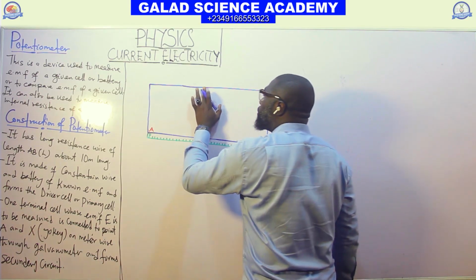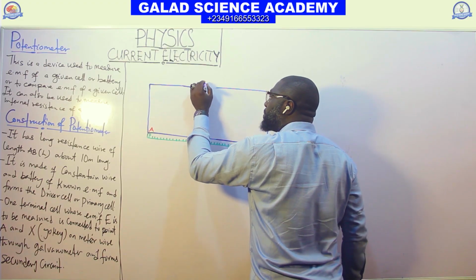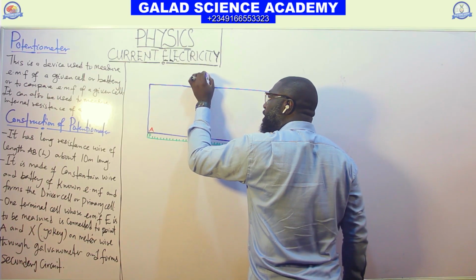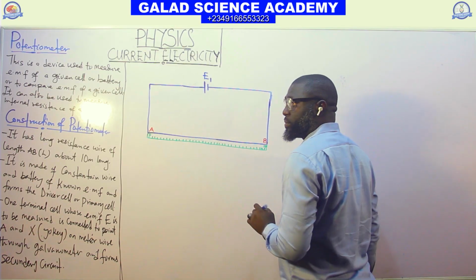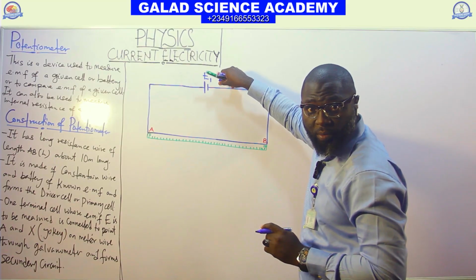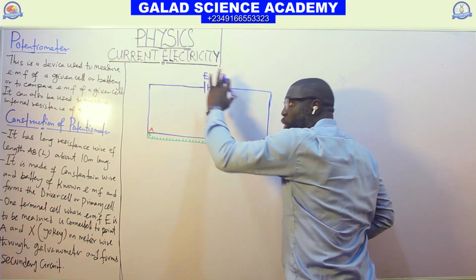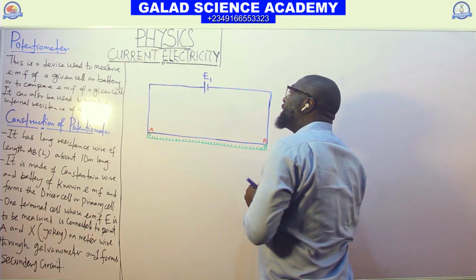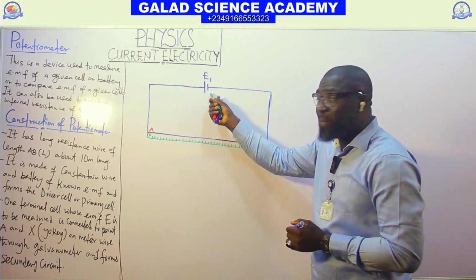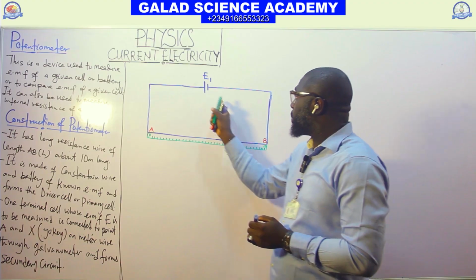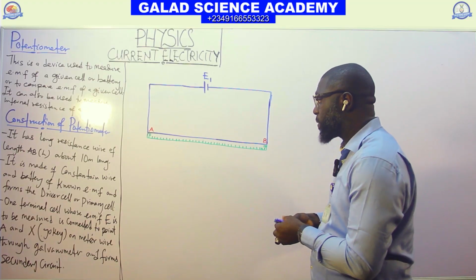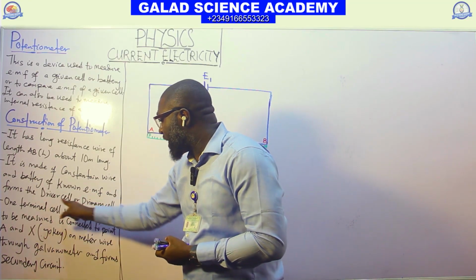So at this point I'm having my cell here, and the EMF of this cell is known. Let me call it E1. The EMF of this cell is known, so we know the value of this EMF. And this is the cell, the battery, and this battery will supply current to this place, which I call the driver cell.